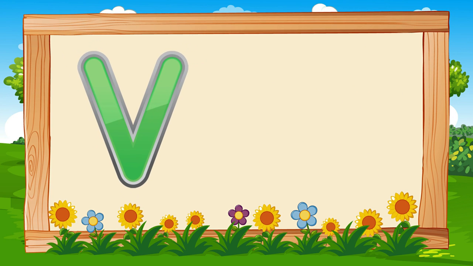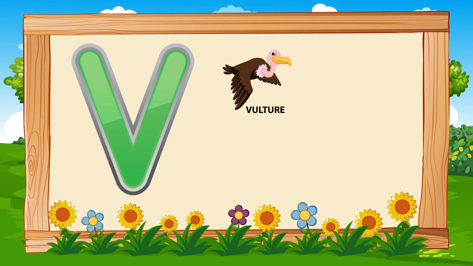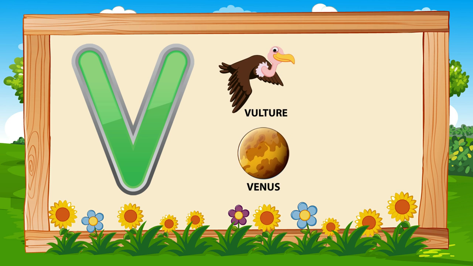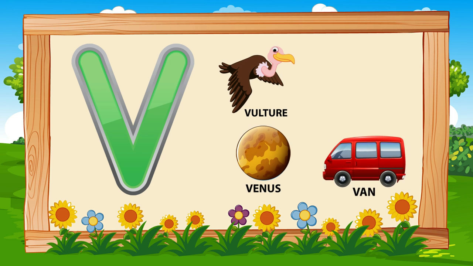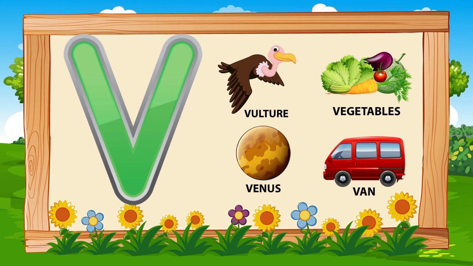V is for vulture, Venus, van, vegetables.